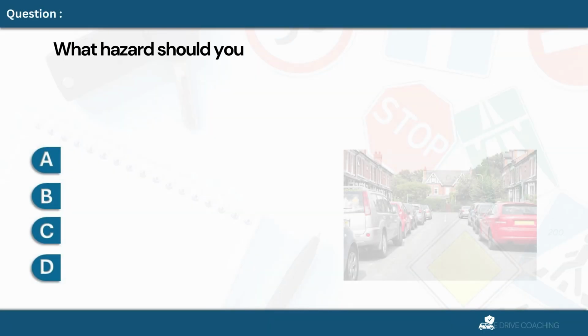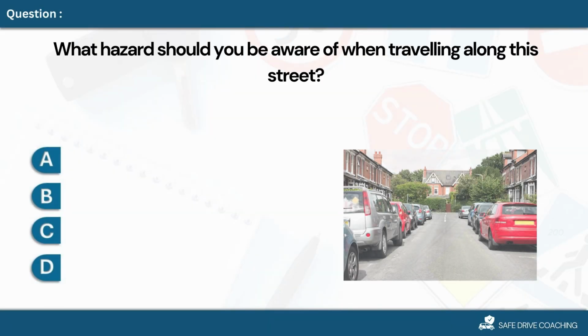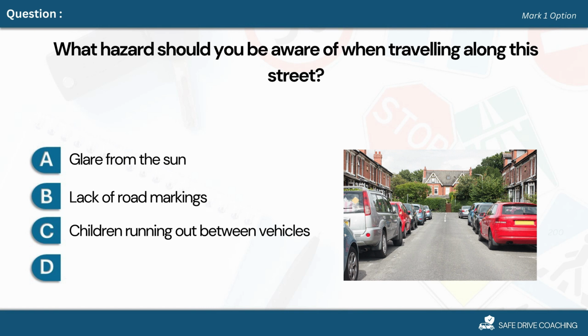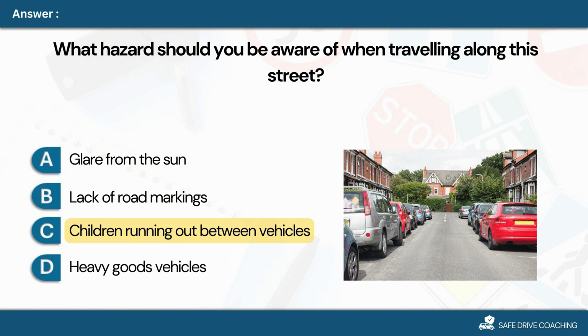What hazard should you be aware of when traveling along this street? A. Glare from the sun. B. Lack of road markings. C. Children running out between vehicles. D. Heavy goods vehicles. The correct answer is C. Children running out between vehicles.